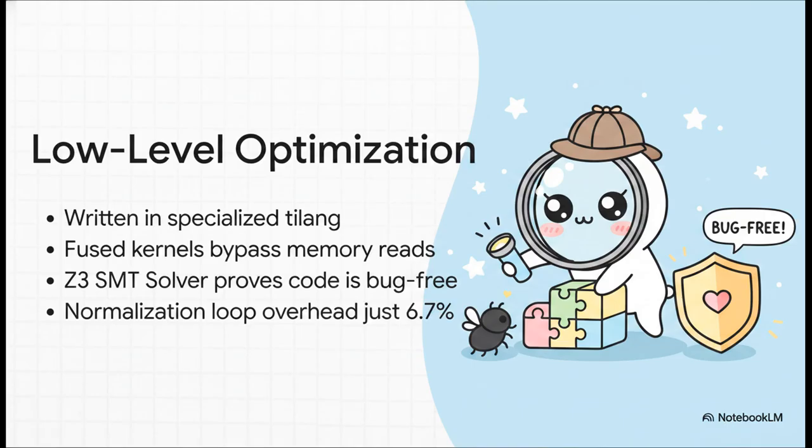To achieve this hardcore microscopic choreography, they went low level. They wrote custom fused GPU kernels in a specialized language called TileLang. By fusing multiple math operations together, they completely bypassed expensive, redundant GPU memory reads. And to make sure this highly complex code wouldn't introduce silent data corruption, they used a Z3 SMT solver to mathematically prove the code was 100% bug-free. Thanks to this insane level of deep optimization, the overhead for running those complex matrix constraints we just talked about using the Sinkhorn-Knopp algorithm was shrunk to a tiny 6.7%.